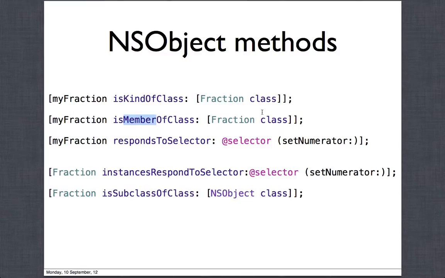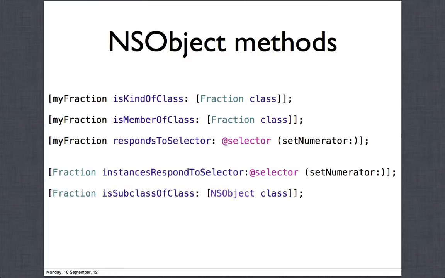So if my fraction is of a type that inherits from this class, then this will say false and this will say true. So kind is more generic. It will consider all the relatives. And member is less generic. It will consider only the class you're passing.